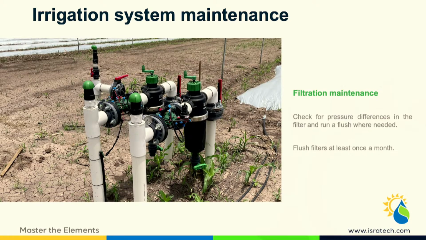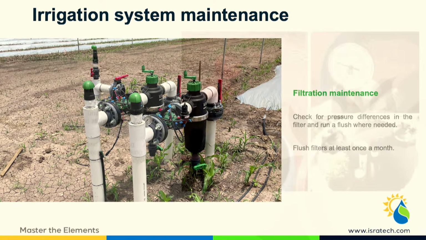So we have to flush the filters at least once a month, but this is just a suggestion. We are going to flush the filters depending on the water quality. And of course, when we are installing the irrigation system, we are giving all those recommendations to the farmers so they can keep the system at peak performance.